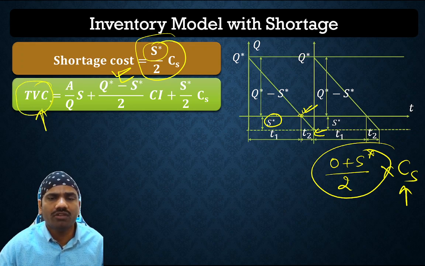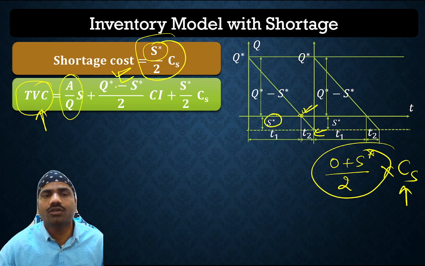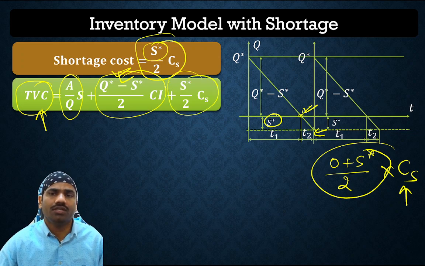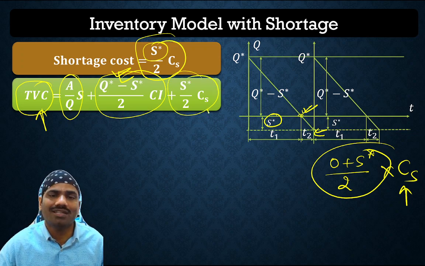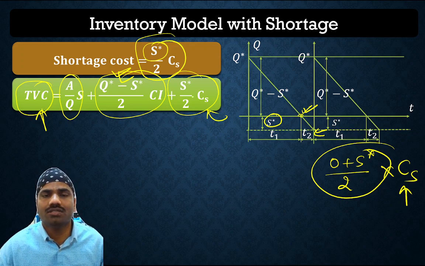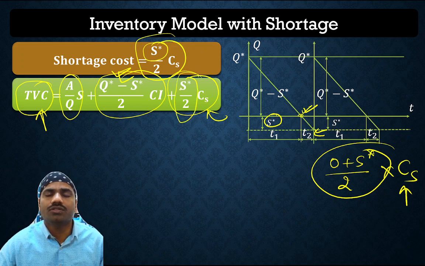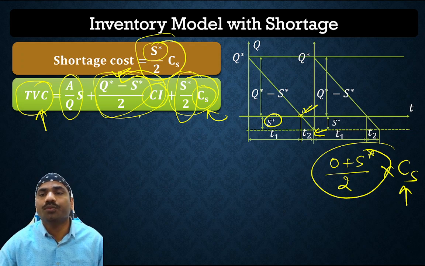We also have another cost, that is the total variable cost. In the total variable cost we have three terms: the ordering cost, the inventory carrying cost, and third, the shortage cost. In the earlier model we had only two costs, but one extra cost comes in here, the shortage cost, that is S star by 2 into CS, average quantity short into shortage cost per unit. This is average quantity carried or held into holding cost per unit. So this will give you the total variable cost.